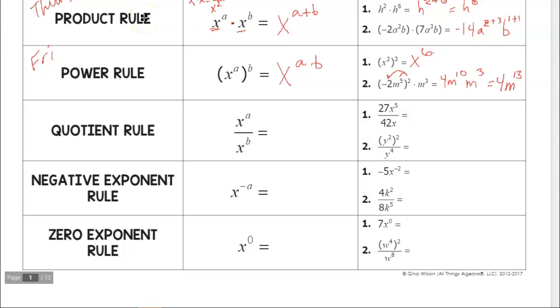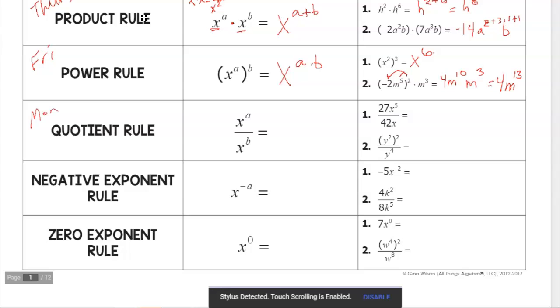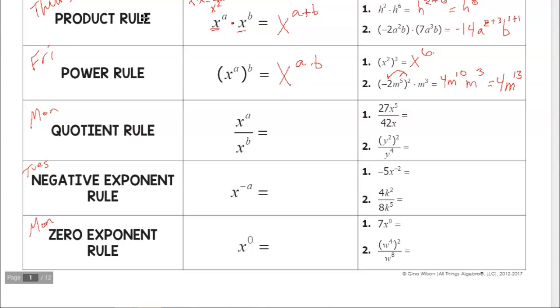Alright, so here's how this week is going to work. We're going to do the quotient rule today along with the zero exponent rule. Do negative exponents on Tuesday, and then we're going to review Wednesday and Thursday with a quiz Friday.